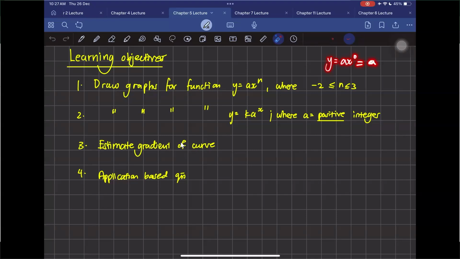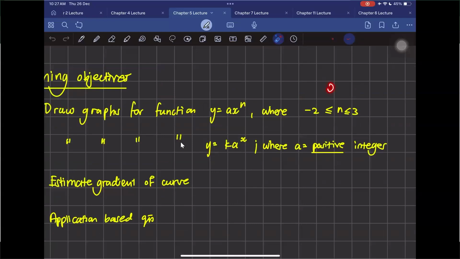So essentially this is a straight line. It should look something like this. Y equals a, and this intersection is a. So in a way, you should know between 0 to 2. So the only new components we're learning are -1, -2, and 3. So these are the three graphs that we'll be covering today.